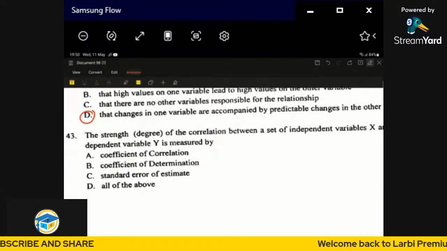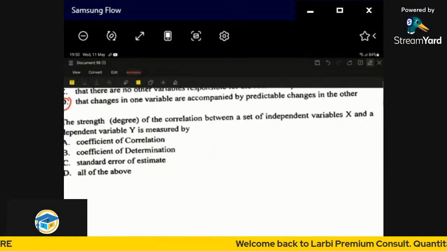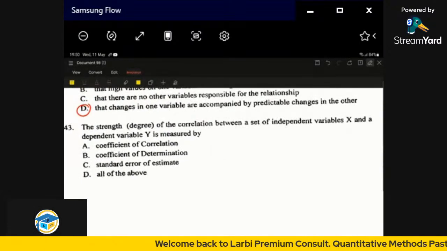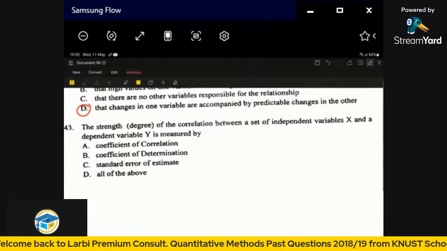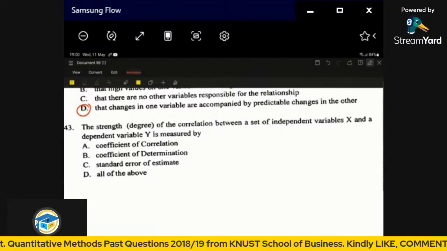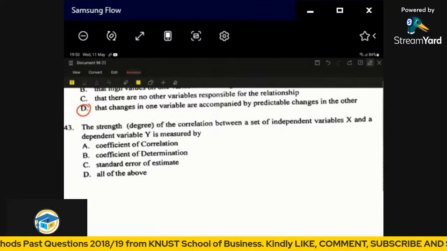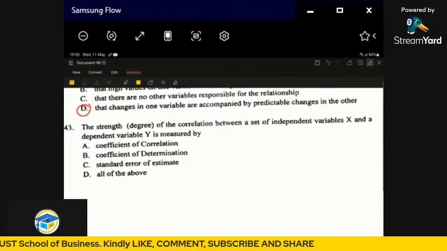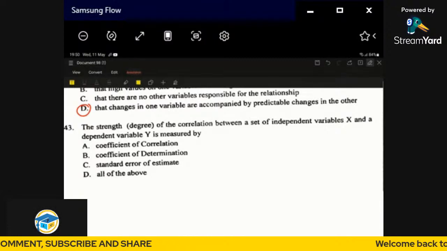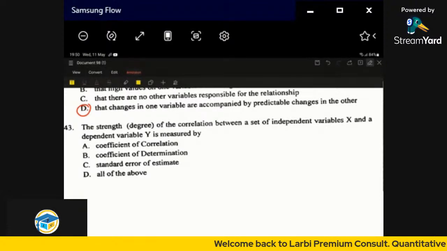Now let's move on to question number 43. It says that the strength (the degree of correlation) between two sets of independent variable x and dependent variable y is measured by what? To establish the strength between two variables, we use what we call the coefficient of correlation. So that's going to be option A. Let's take note of that.